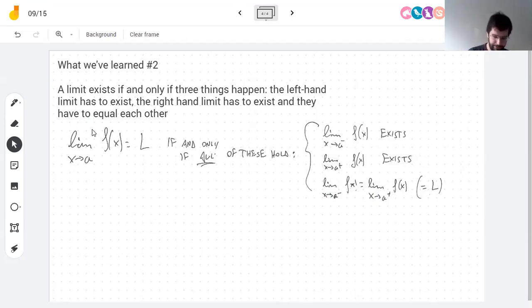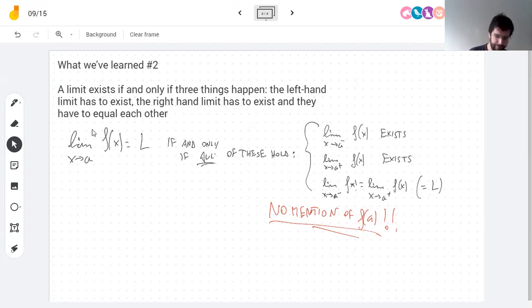I'm gonna do some examples. One thing that's important here is that, like I was saying, there's no mention of f of a anywhere. f of a could exist, it could not exist, it could be equal to the limit, it could be equal to one of them, doesn't matter.